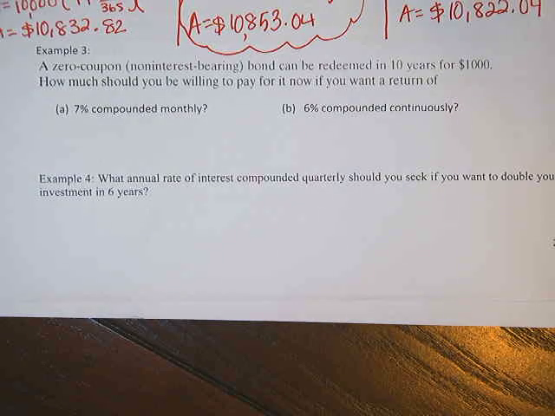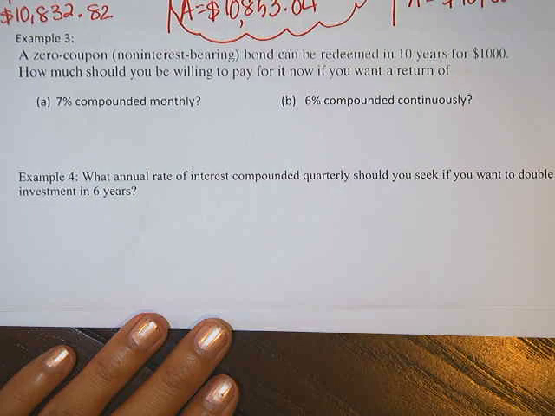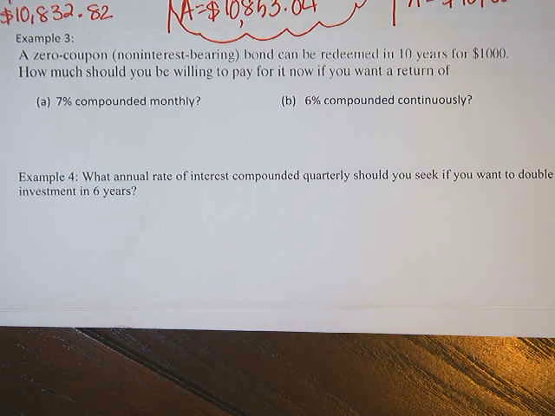Okay. All right, example 3. A zero coupon, which is a non-interest bearing bond, can be redeemed in 10 years for $1,000. How much should you be willing to pay for it now if you want a return of 7% compounded monthly or 6% compounded continuously? Now, there's a reason why this problem is given to you.